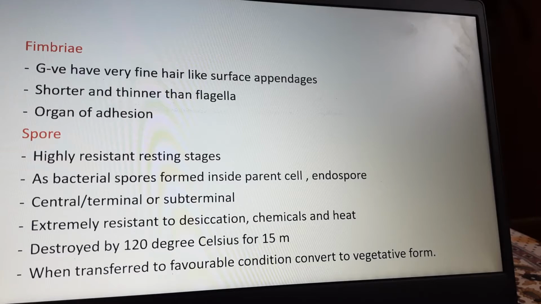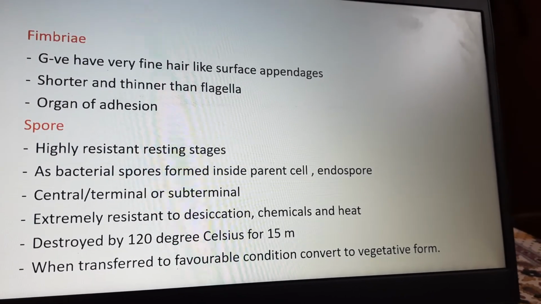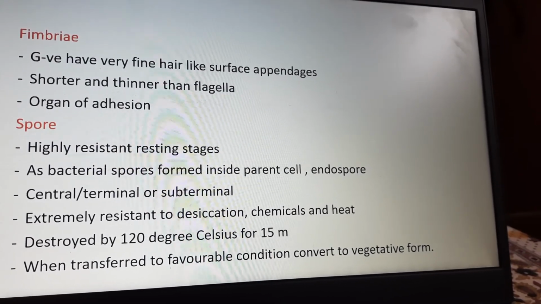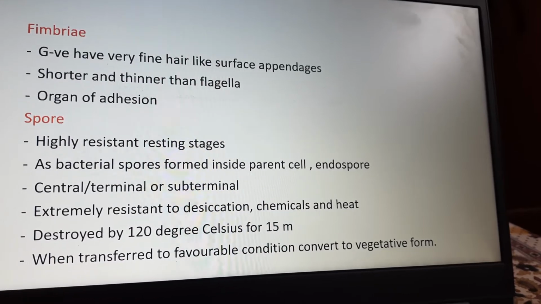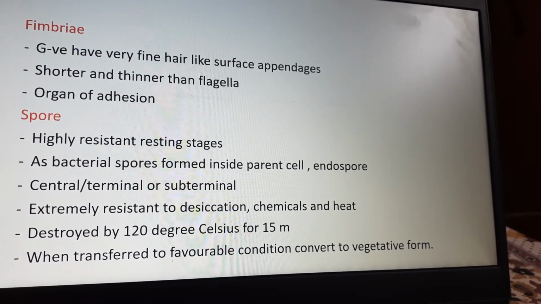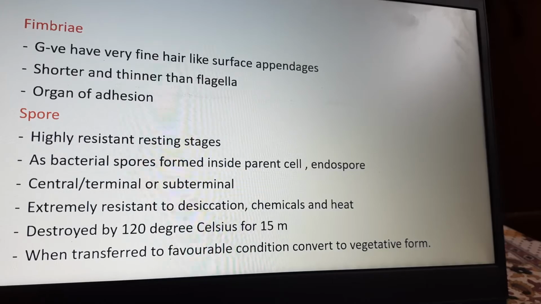Now we will see about the fimbriae. Gram-negative bacteria have very fine hair-like surface appendages known as fimbriae. They are shorter and thinner than the flagella, and they are the organ of adhesion.